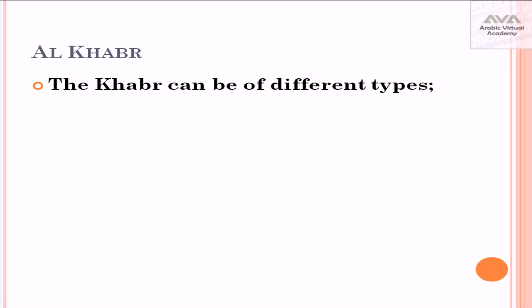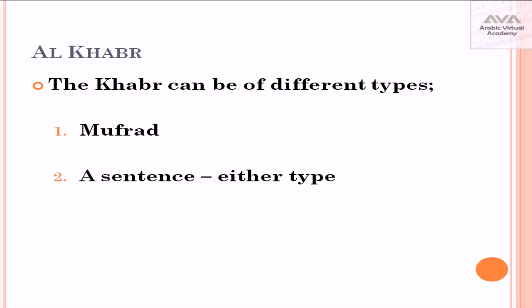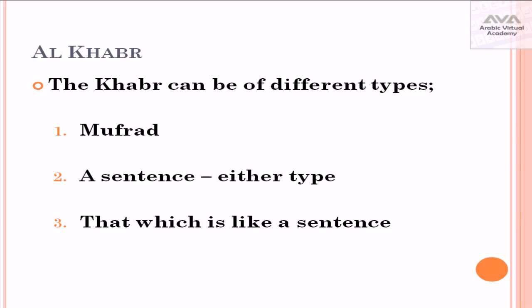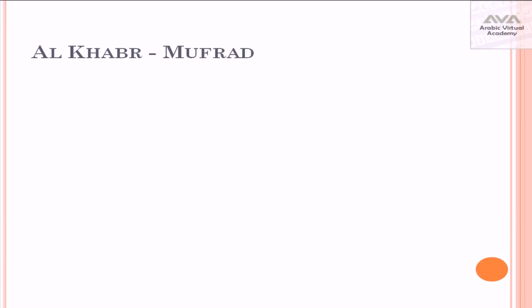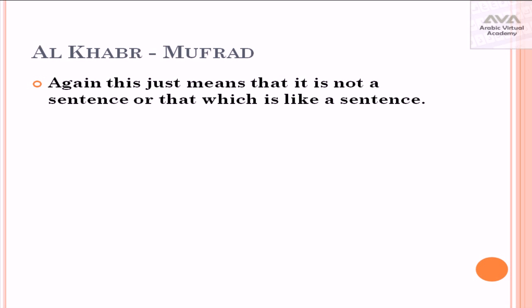Now, like we said, the khabar is a little bit more difficult. We saw that the mubtada is going to be mufrad. And the khabar as well can be mufrad, in the sense, again, that it is not a jumla and it's not a shibh-jumla. It can also be a jumla, and it could also be a shibh-jumla. And we're going to take each of these separately. Now, when we talk about al-mufrad, these are just like those sentences we talked about when we talked about al-mubtada.